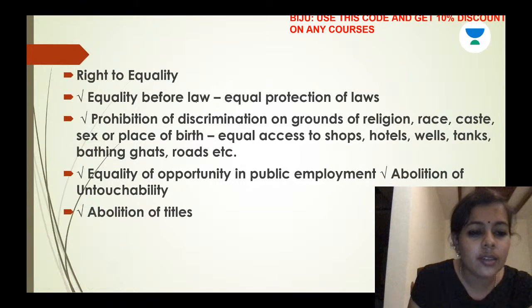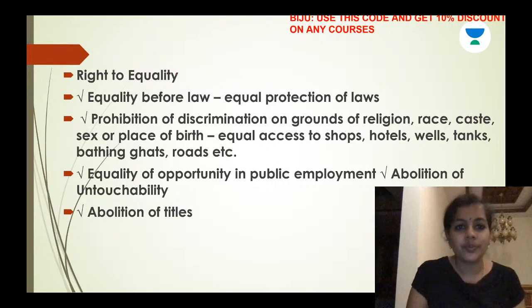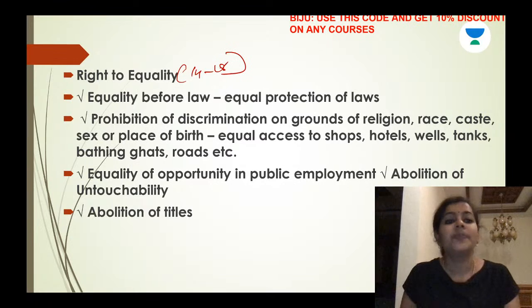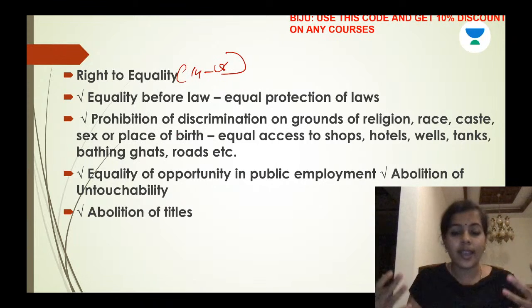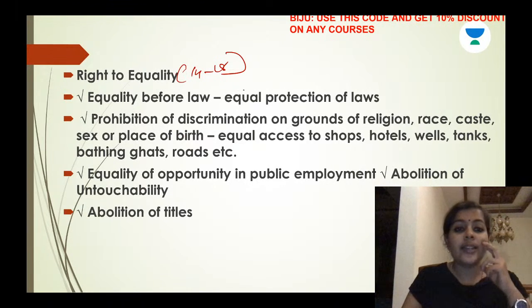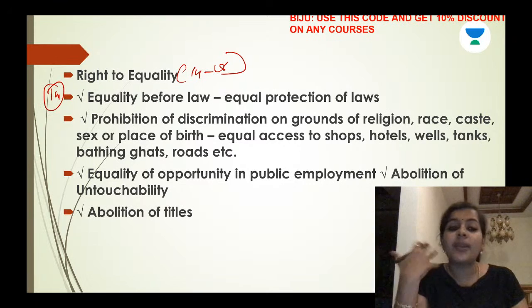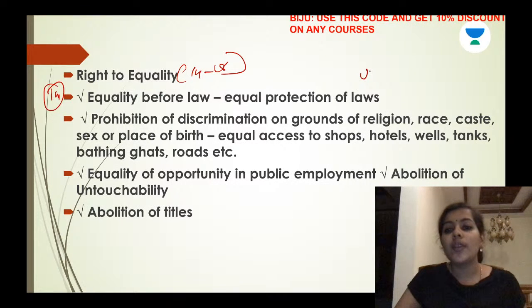So the right to equality is where Article 14 to 18 is discussed. Prohibition of discrimination on the ground of religion, race and all is being prohibited in the country. Equality before law and equal protection of law, Article 14 of the Constitution ensures it. Equality before law has been derived from the UK, whereas equal protection of law is derived from the US Constitution.